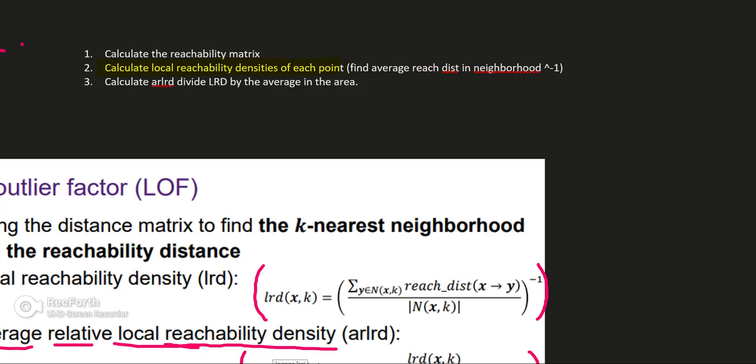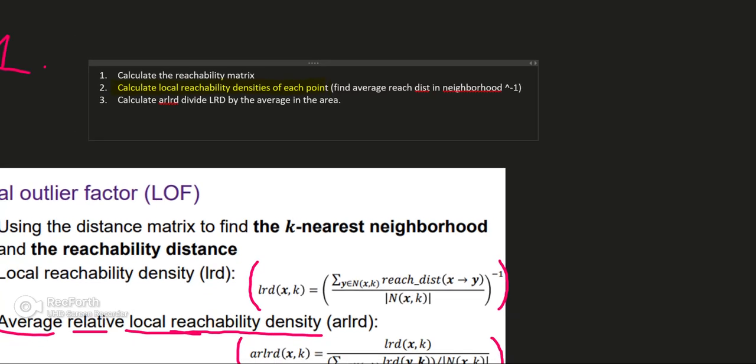G'day everyone. Today I'm going to explain local outlier factor.